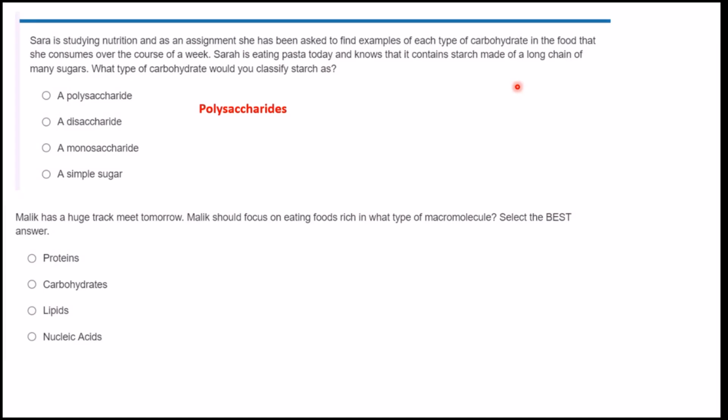May I? Okay. I think also we look at the function that they need the macromolecule for. That's what's going to determine what macromolecule they need. So since they have a huge track meet, they are running, which means they need a lot of energy. So carbohydrates are the ones that give the most energy. So the macromolecule would be carbohydrates.